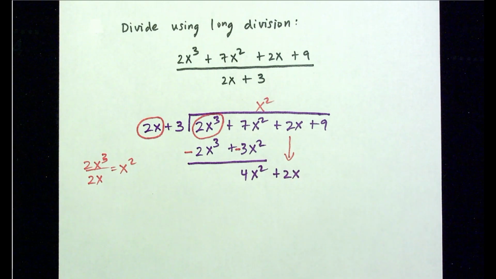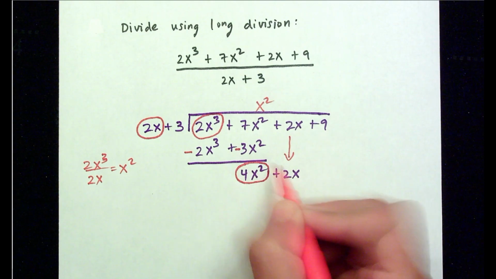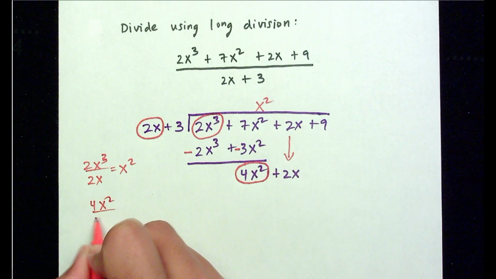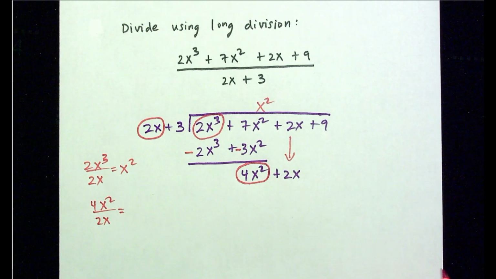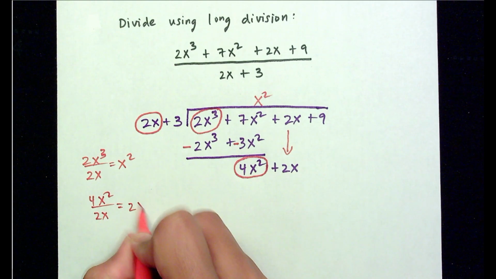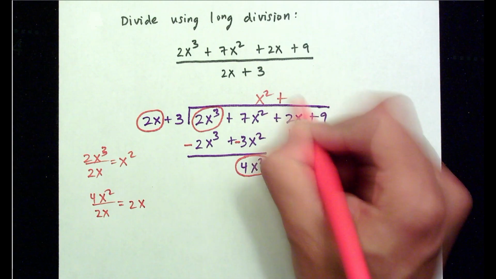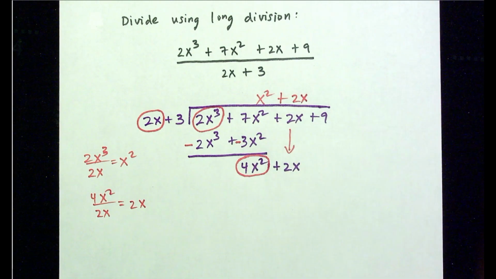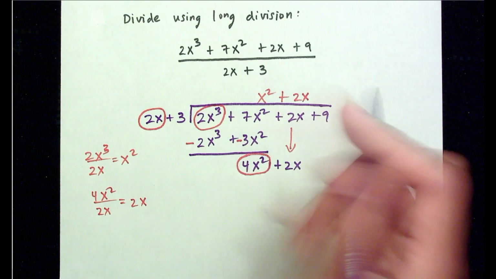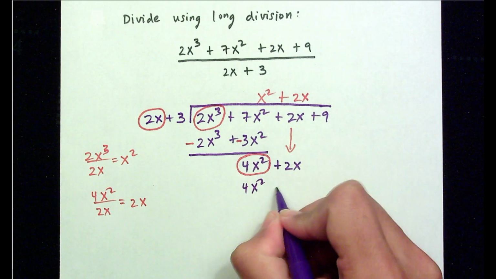So we're going to take the very first term here, and we're going to divide by the first term there. So we're thinking 4x squared divided by 2x. Now 4 divided by 2 is 2, and x squared divided by x is x. So we got 2x, and we put that here. And now we distribute. So that means 2x times 2x is 4x squared, and 2x times 3 is 6x.